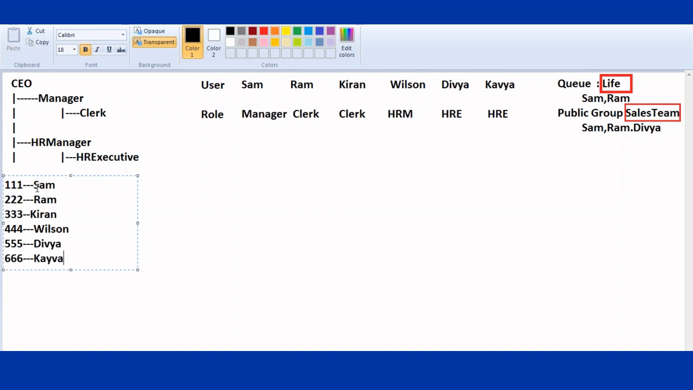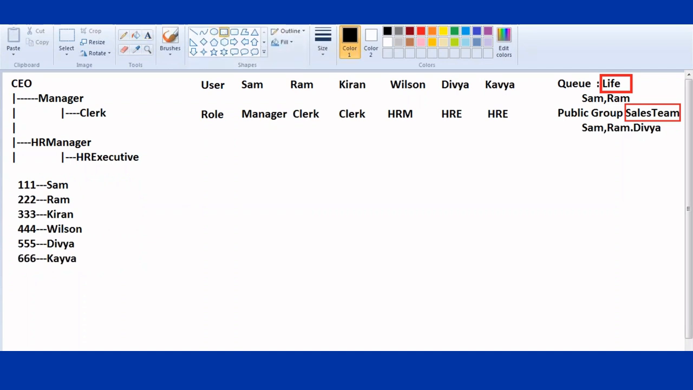Now we have structure here. 111 Shah, 222 Ram, 333 Kiran, Wilson, Divya, Kavya. These are the set of users what we have. This is the format in which the data is stored.